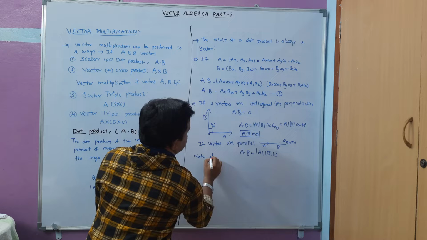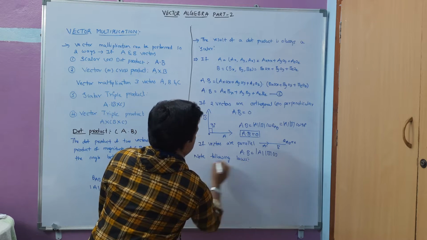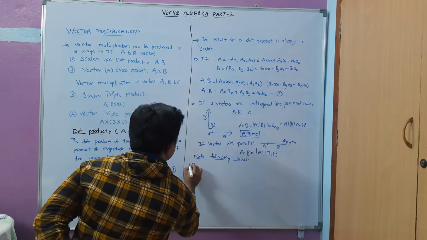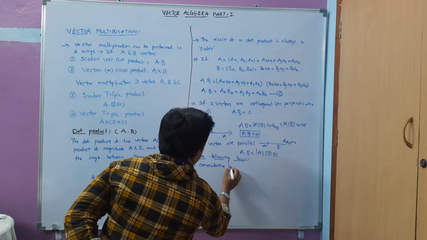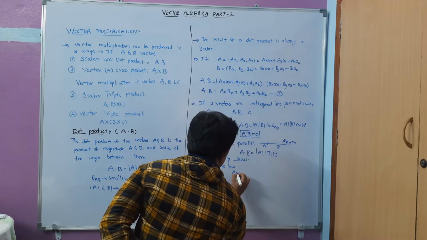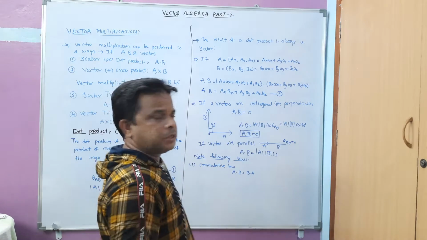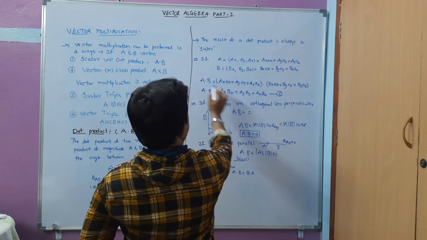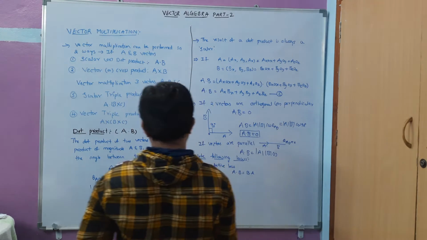Now we have to note some basic laws for the dot product. First is the commutative law. The commutative law says A dot B is equal to B dot A. Because there is no difference when we take the dot product, A dot B or B dot A will give the same result. We don't have any difference here.